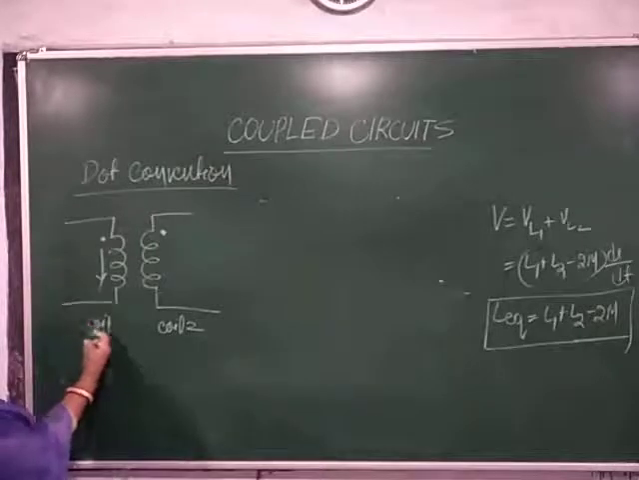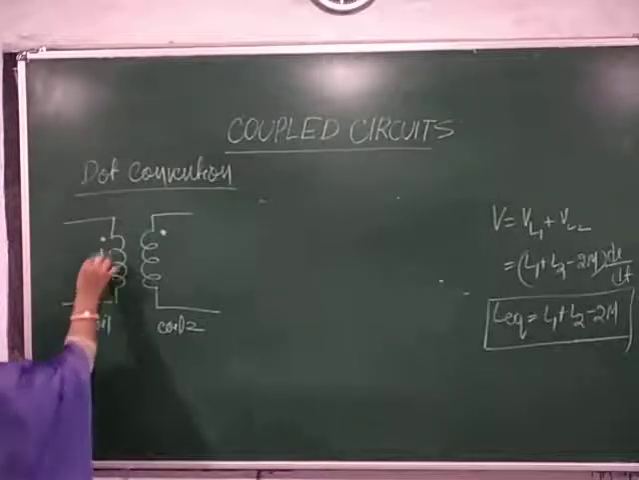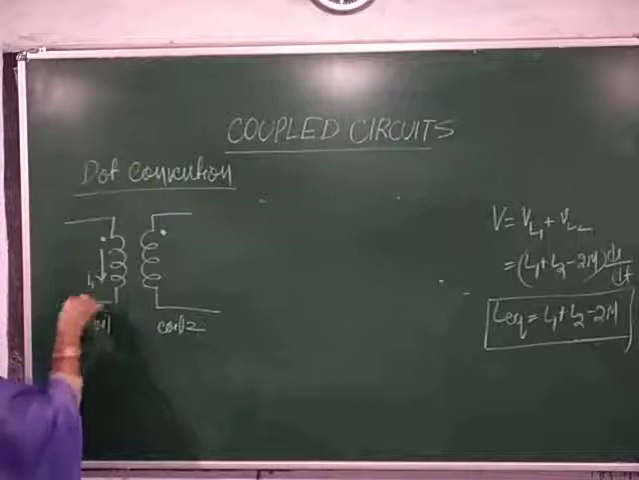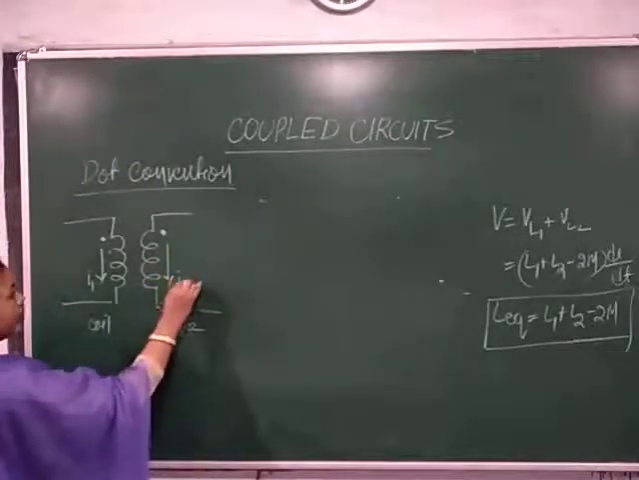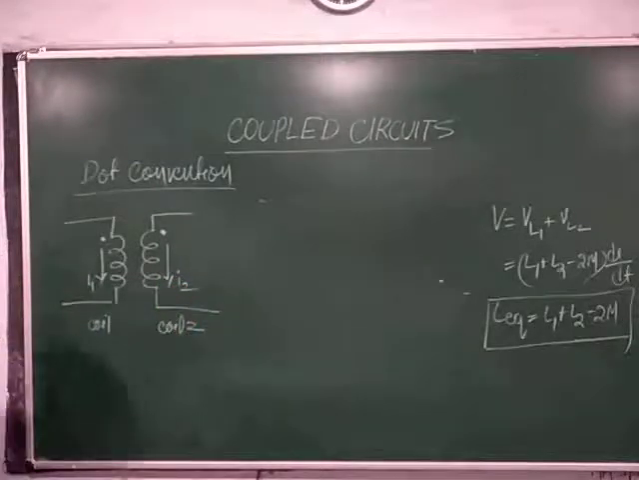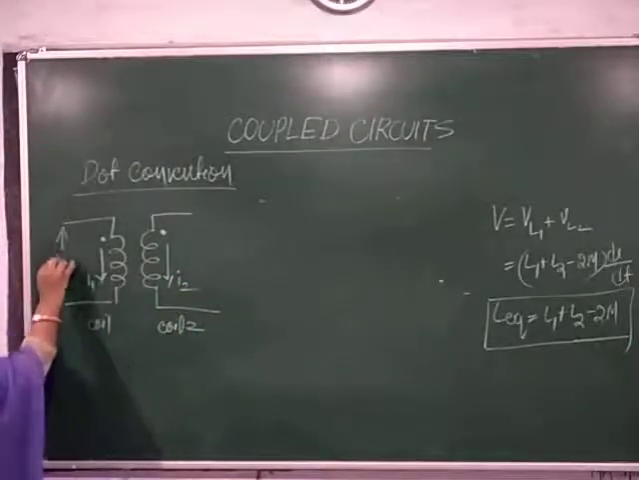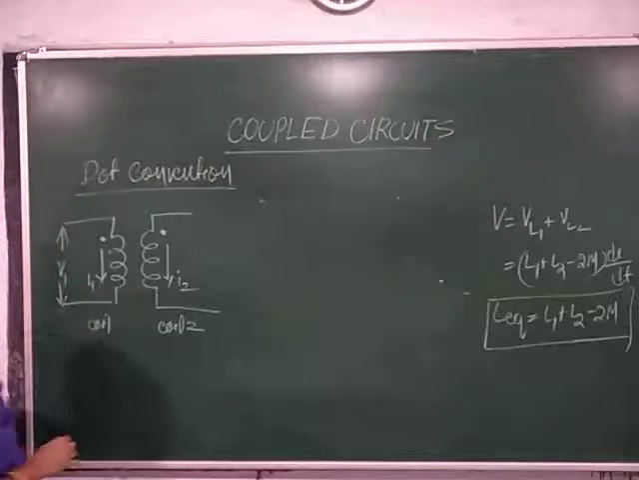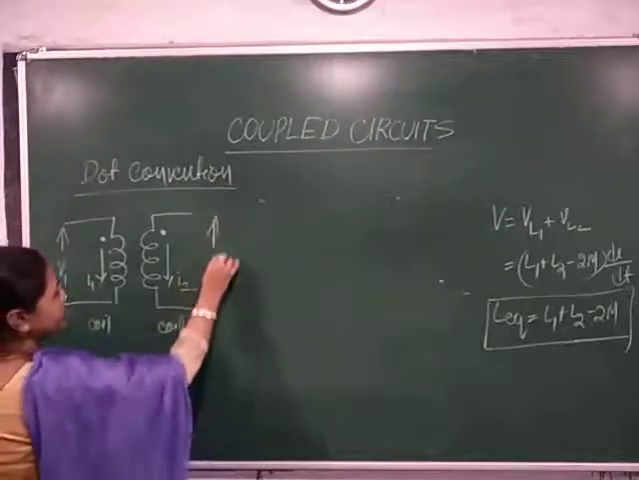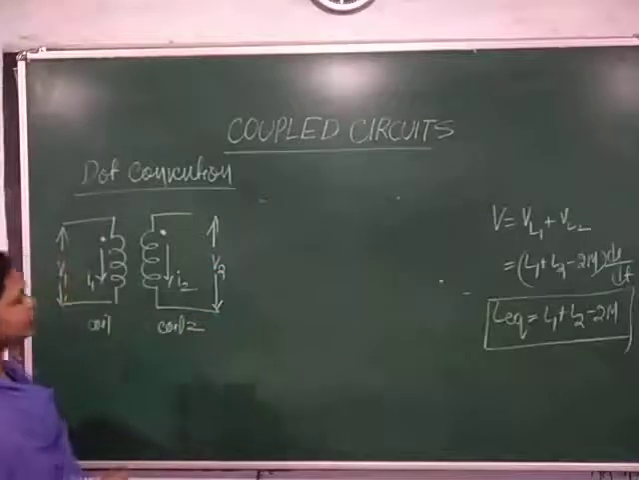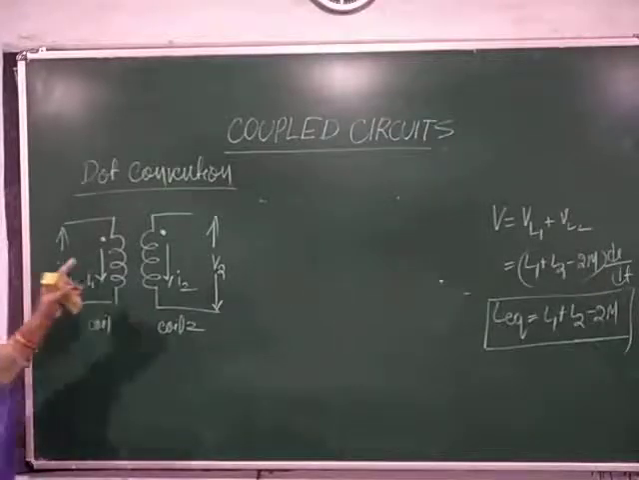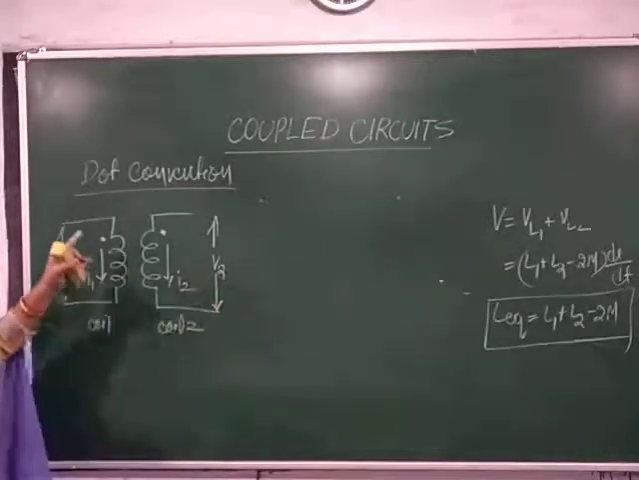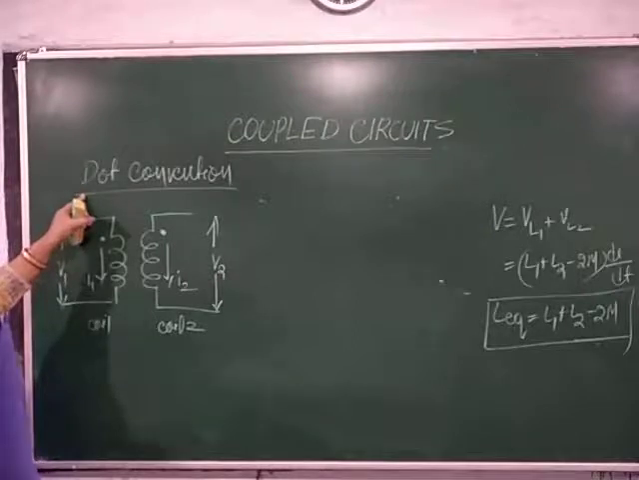Suppose in the first coil the current direction is downward, which is I1, and in the second coil it is also downward, and let it be I2. Clear? Now the voltage induced in the first coil is V1, and let the second coil be V2. Now you see how I will write the equation for these induced voltages V1 and V2 by using the dot convention technique.